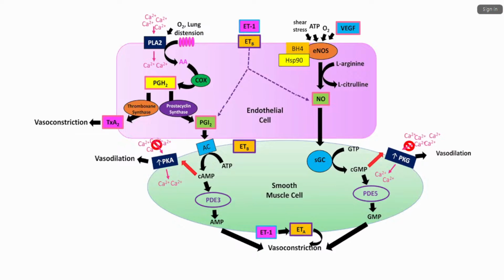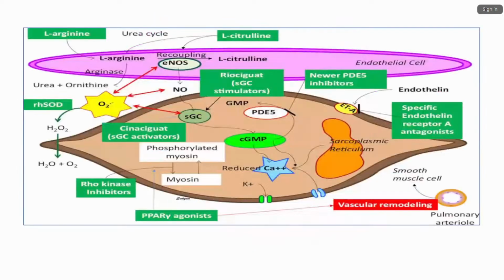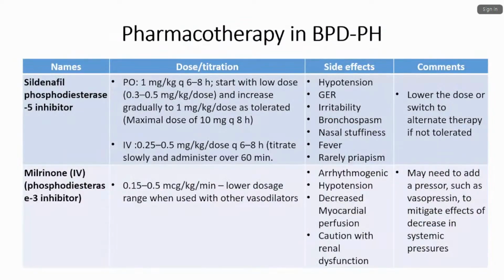Then these are the drug classes, such as phosphodiesterase 5 inhibitor, phosphodiesterase 3 inhibitor, and endothelin receptor antagonist, that have been previously covered in the session. And these are some new drugs such as Riociguat and Vericiguat that act on soluble guanylate cyclase, Rho kinase inhibitor, L-citrulline, new phosphodiesterase 5 inhibitors, and endothelin A receptor antagonist. Then we will see the drugs one by one.